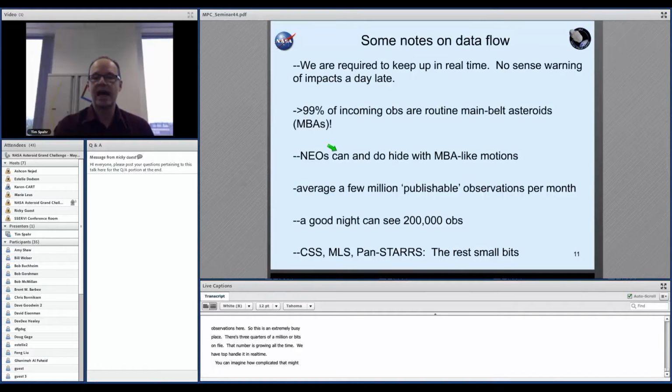The bulk of the data that we get comes from the Catalina Sky Survey, from Pan-STARRS, from Spacewatch, from a few other programs, and the rest of that tends to be rather small numbers of observations. It doesn't mean they're not important, but the bulk of the observations come from a few large programs funded by NASA. And I believe some of the other presenters have talked about those things.